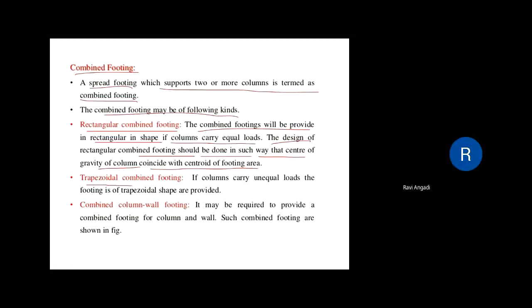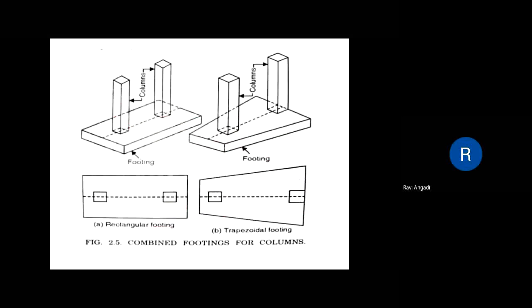And one more type is the trapezoidal combined footing. If the columns carry unequal loads, a footing of trapezoidal shape is provided. So if column A and column B are carrying unequal loads, then you provide a trapezoidal combined footing. Sometimes it is combined with a column and wall footing. A column is present and a wall is also present, so it may be required to provide a combined footing for a column as well as a wall. So look at these pictures here.